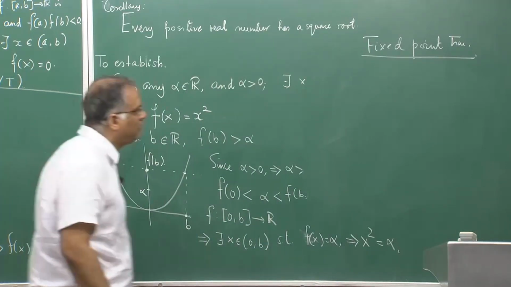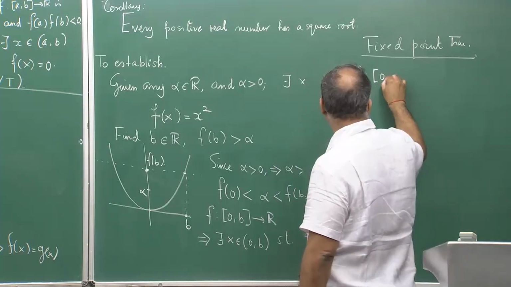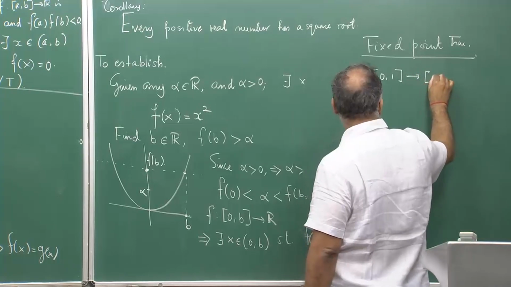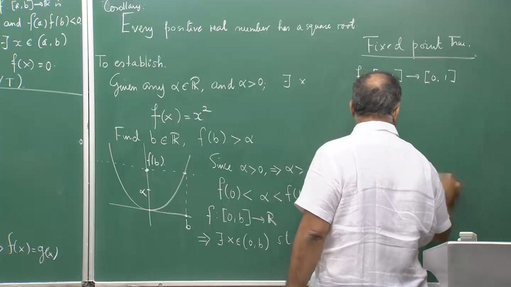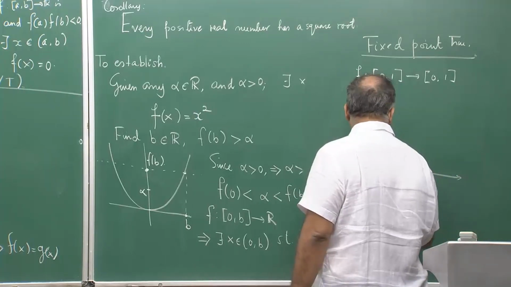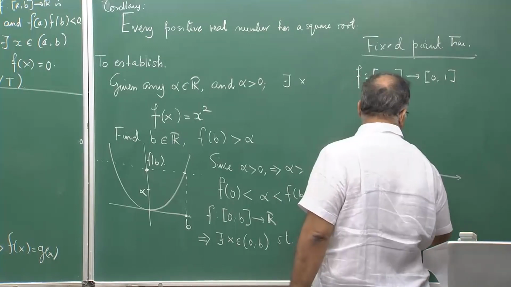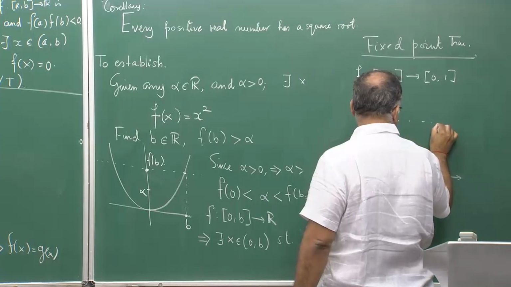The fixed point theorem tells me, suppose I have a function f from [0,1] to [0,1] and it is a continuous function. Here is my 0 to 1 on the x interval, here is my 0 to 1 on the y interval. Basically I have this square.